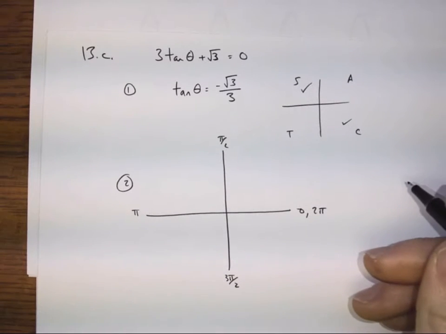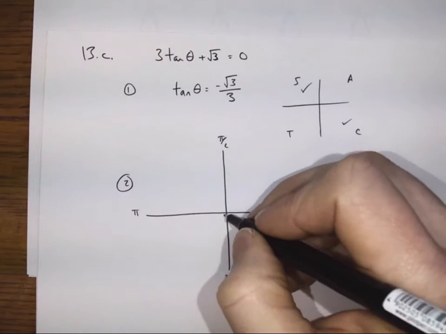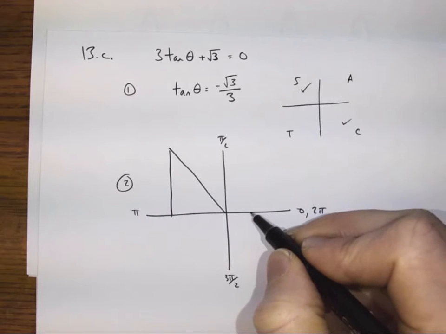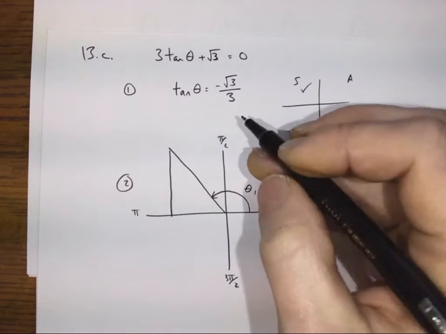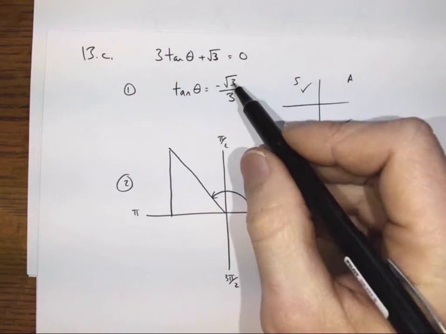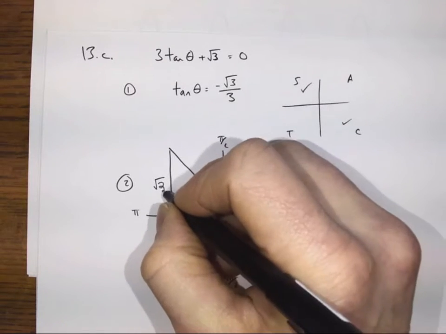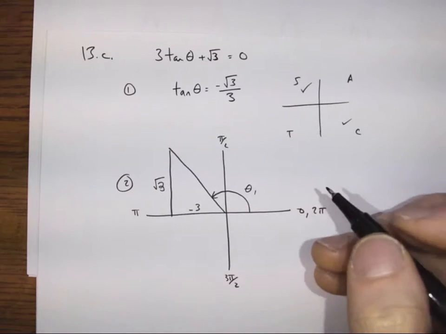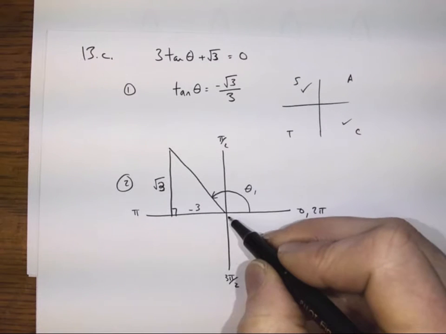Okay. And so we have some angle. It's going to be in here. So I don't know what this triangle looks like, so I'm just going to draw it. And I have some angle theta that's going to go here, theta 1. And it looks like tan, let's remember, is the opposite over the adjacent. So that means the opposite is going to be root 3. And the adjacent in this case is going to be negative 3. Okay. And that'll be the same over here.